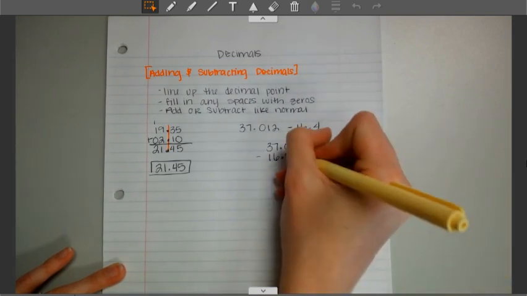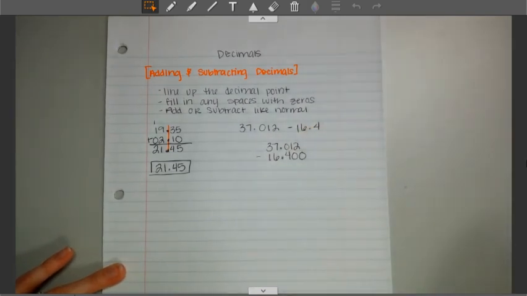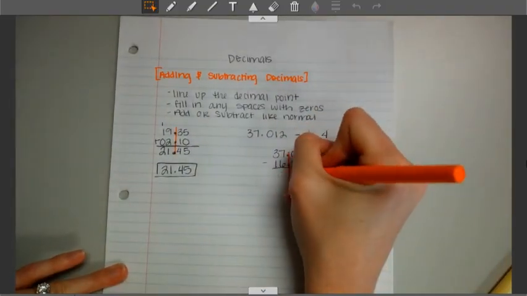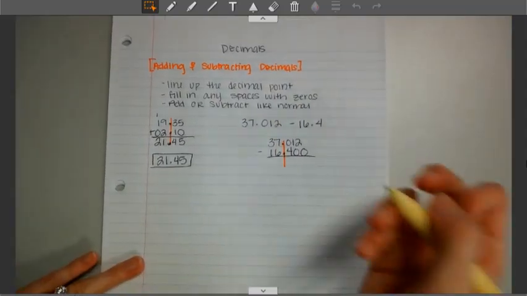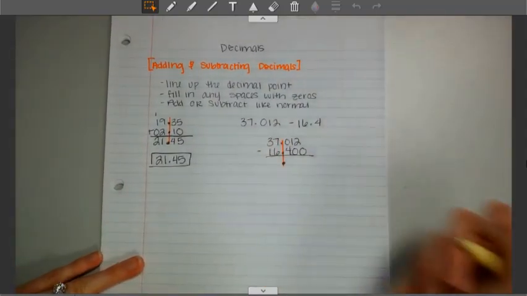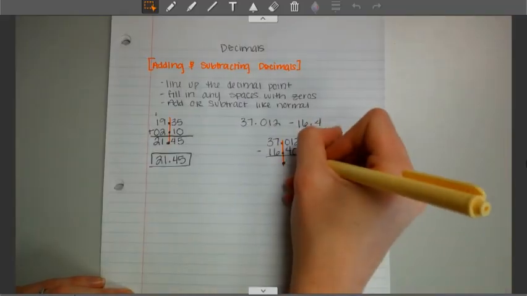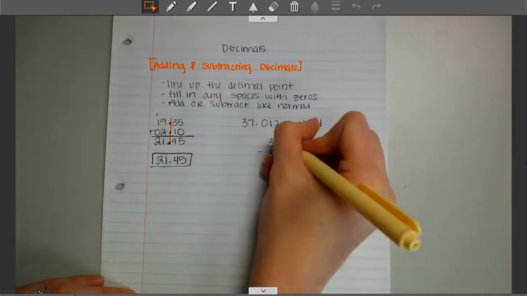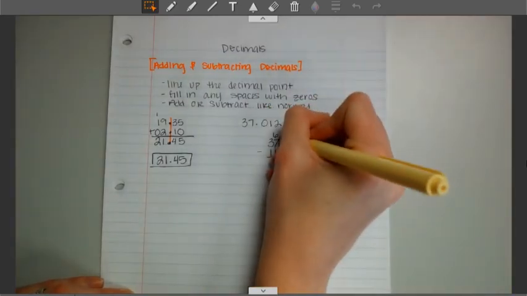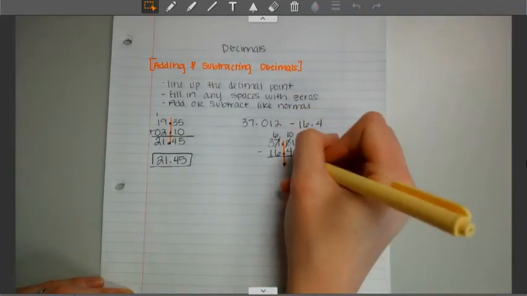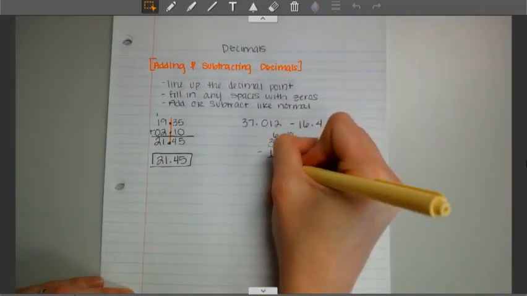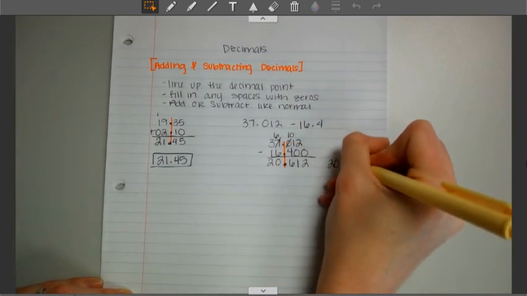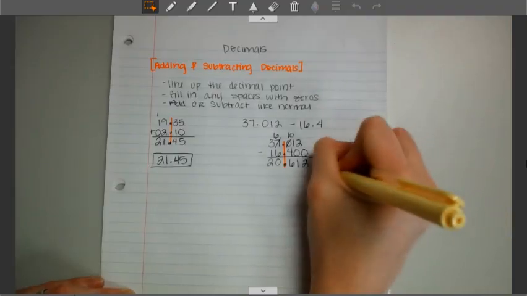And I have some spaces, so I'm going to go ahead and fill in the hundredths and the thousandths place with zeros. My decimals, again, are all in a line. So I'm going to bring it down and add it to my answer. So 2 minus 0 is 2. 1 minus 0 is 1. I cannot take 4 away from 0, so I need to borrow. This 7 is going to become a 6. This 0 becomes a 10. 10 minus 4 is 6. 6 minus 6 is 0. 3 minus 1 is 2. So my answer would be 20 and 612 thousandths.